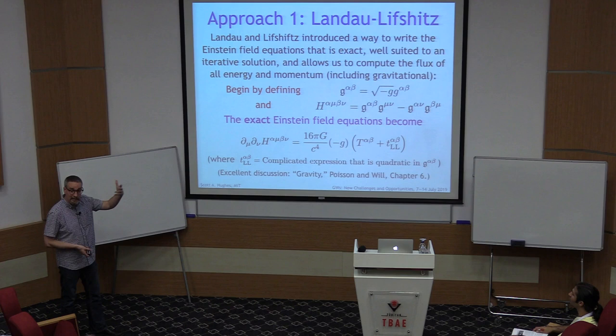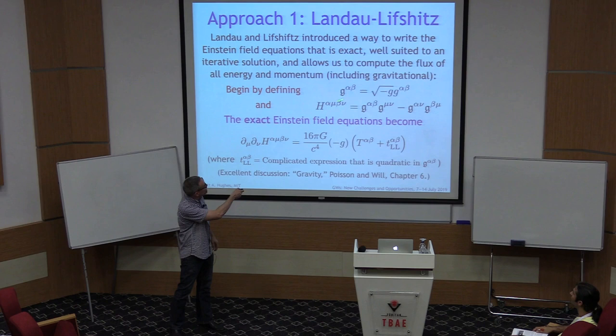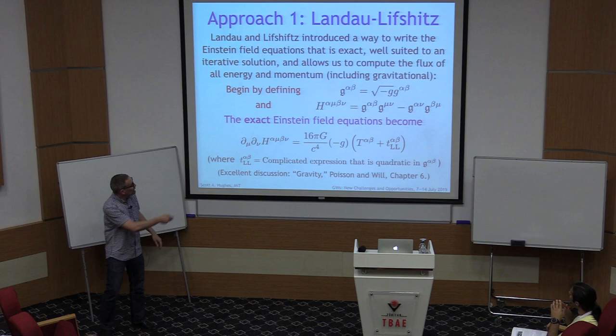So we have to begin by defining this sort of Gothic metric, which is a densitized version of the space-time metric. You take your space-time metric and you multiply it by the square root of the negative determinant. From this, you can construct this auxiliary field, capital H.